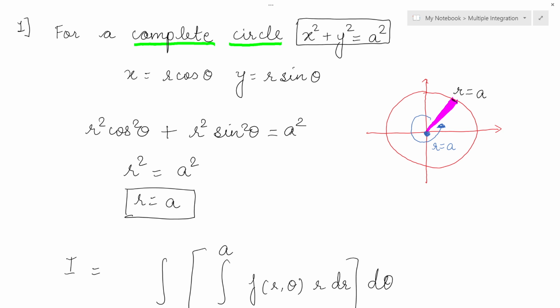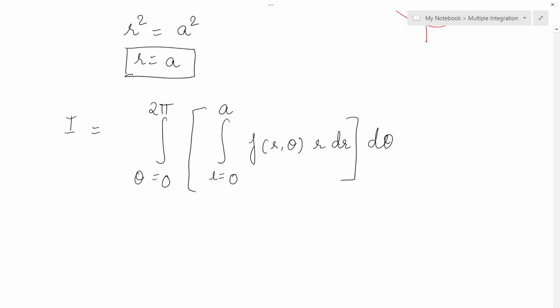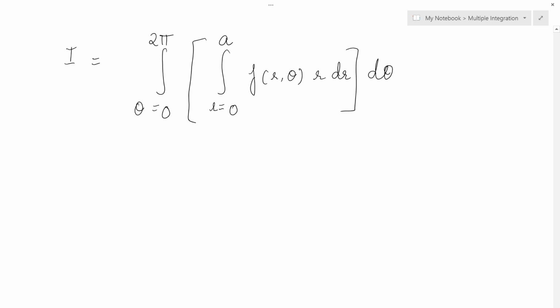And now the outer limits are theta. For a complete circle, what will be the theta? How much angle will it travel for a clock? 360 degrees. So 360 degrees is 2 pi. Okay. So these are the limits for a complete circle.